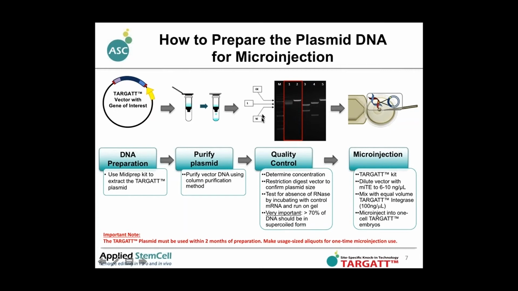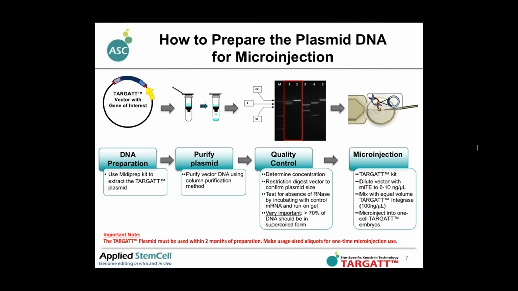Usually there are three forms of the DNA in a prep: open circle, linear DNA, and supercoiled. The supercoiled DNA, which usually runs as the fastest band on the agarose gel, is a good form for recombination. So 70% is, like I said, a cutoff percentage in order for the plasmid DNA to pass quality control and move on to the next step, which is microinjection.